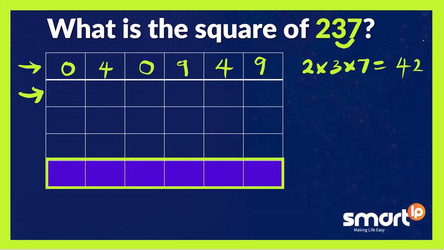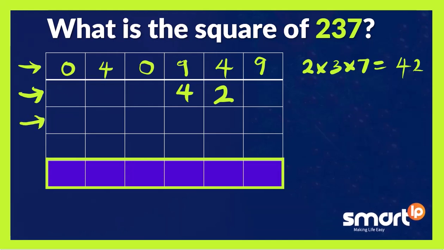And 42 is a 2-digit number, so we can write it into the second row. So if you want to write it now, you will not start from here. Okay, so this is where you're going to start from. So write your 2 here and write your 4 here. Okay, so that's all we need to do. We are done with row 2. Okay, so let's go to row 3 now.